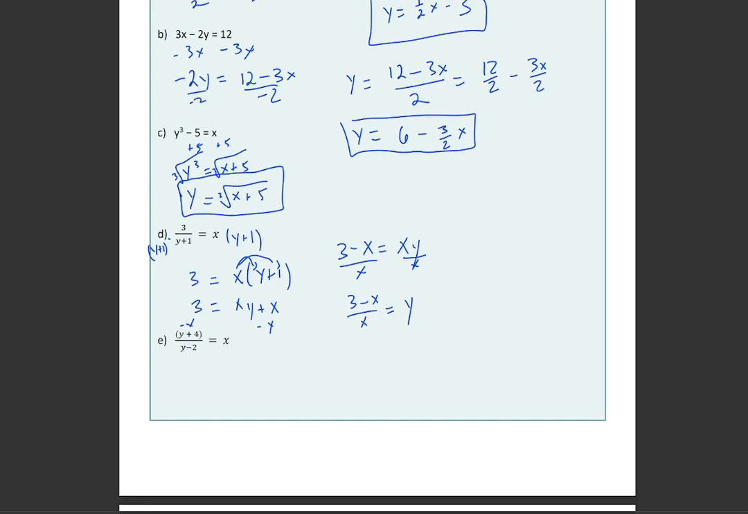Now we're going to do the same thing with the next example. We're going to multiply both sides by y minus 2. And now we have y plus 4 equals x times y minus 2.